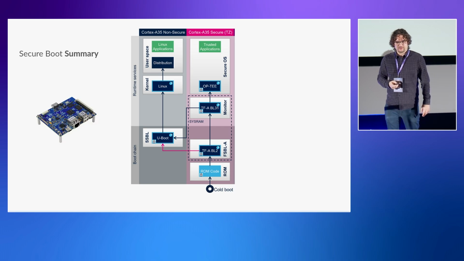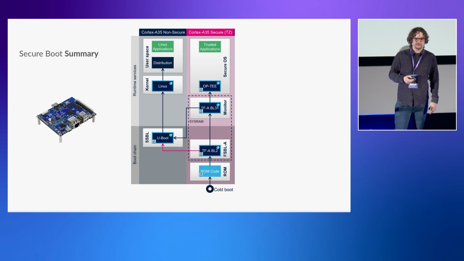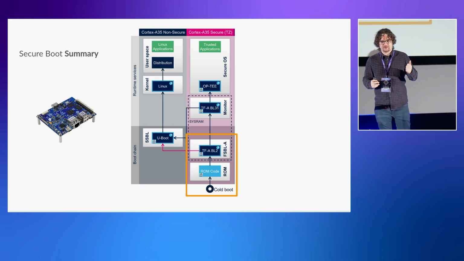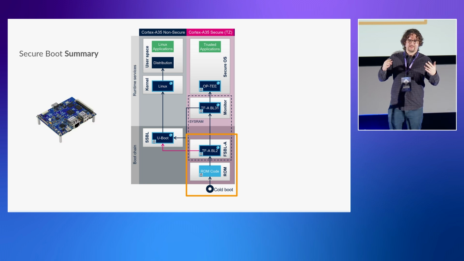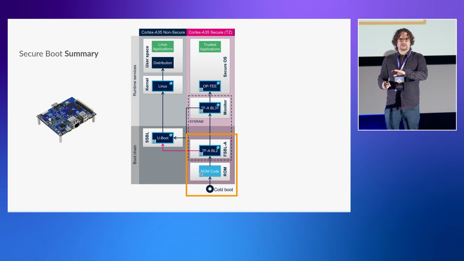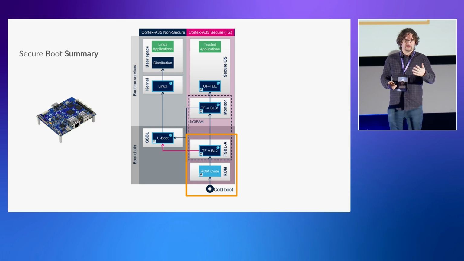So now let's do a summary of the secure boot. Now we should know everything. So we are starting from the bottom. We have the ROM code and the first stage bootloader. We are doing the basic initialization, and this is happening in the secure world. Those programs have a very small footprint. It's possible to load them using limited memory.